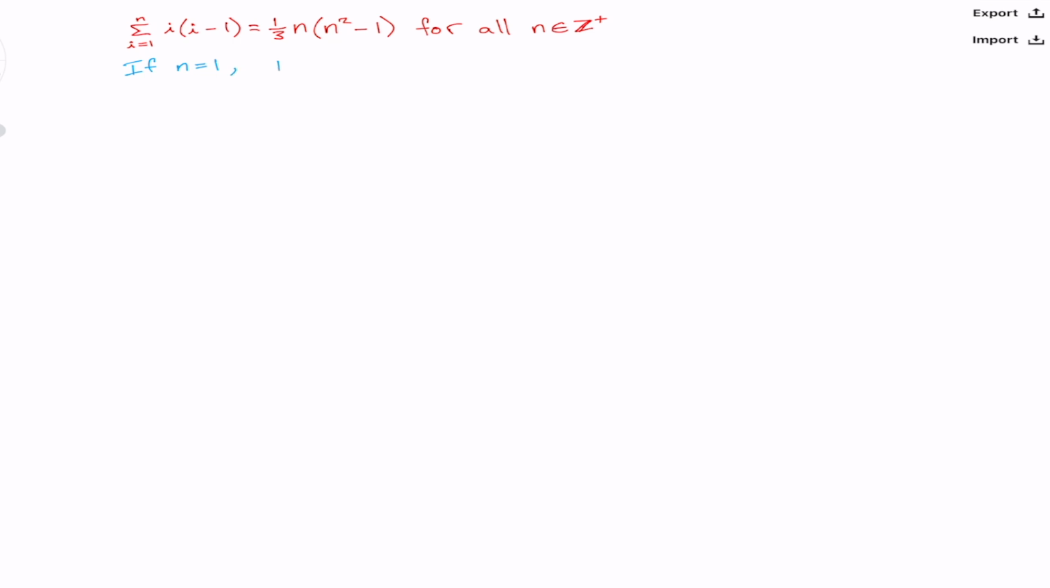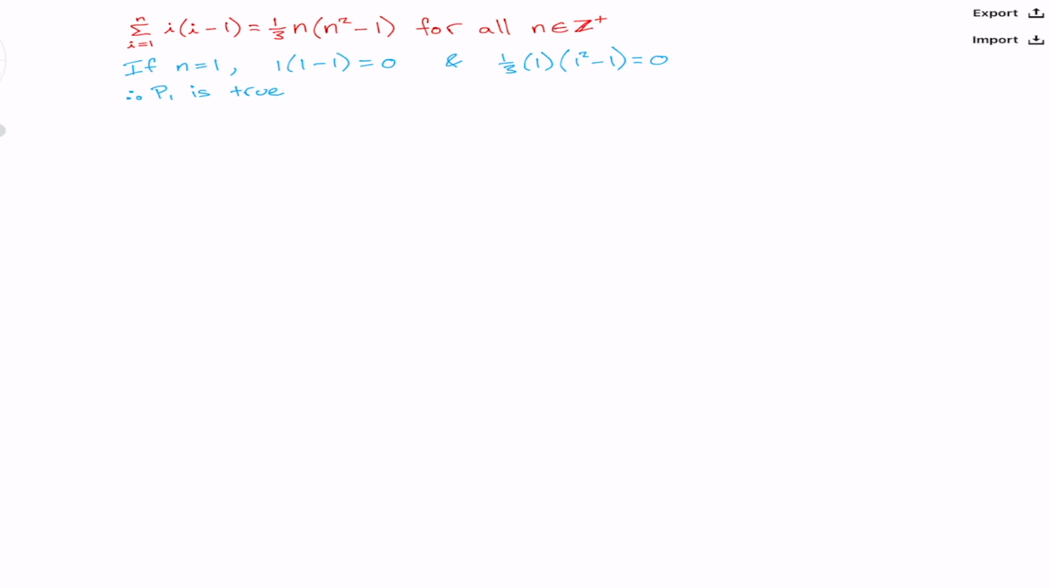So for our first one, this will be 1 times 1 minus 1, and that will be equal to 0 when we multiply that out together. And the second case scenario is going to be 1/3 multiplied by 1, and then that's all multiplied by 1 squared minus 1. Now 1 squared minus 1 is 0, and the product of anything multiplied by 0 is also going to be 0. And because they both equal 0, we can therefore say our first case scenario here is true. So P of 1 is true.